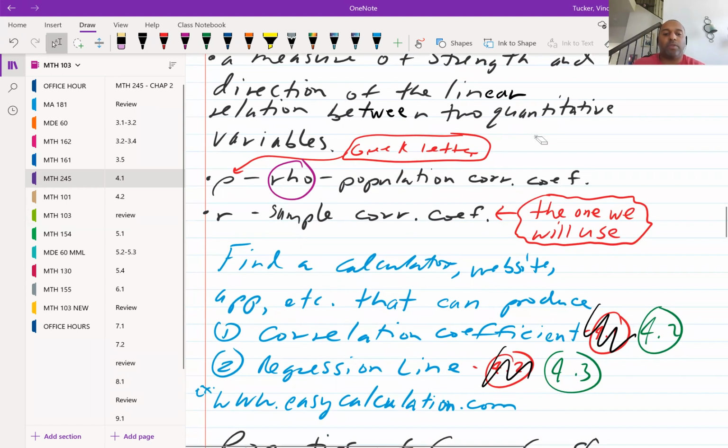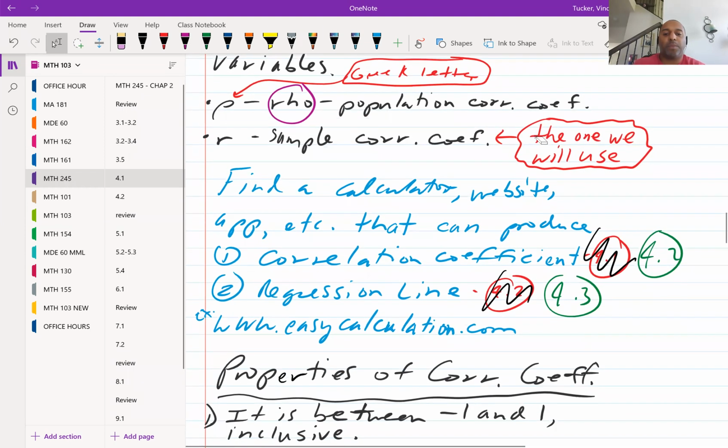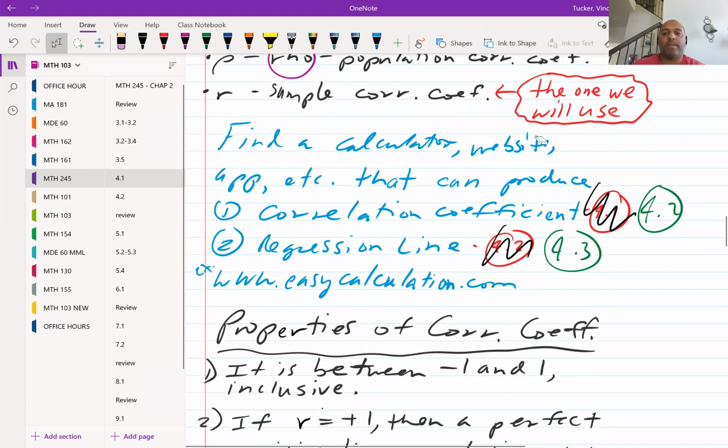All right, let me scroll up. I'm done with that black.